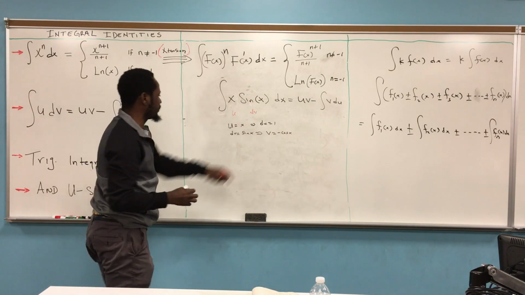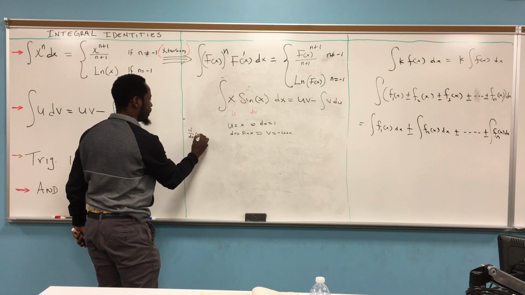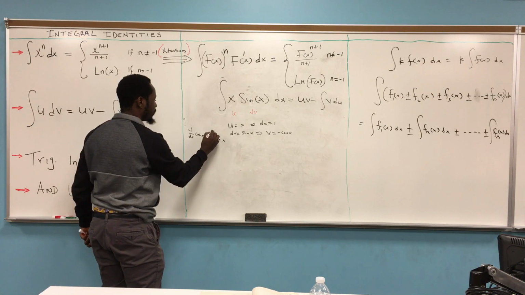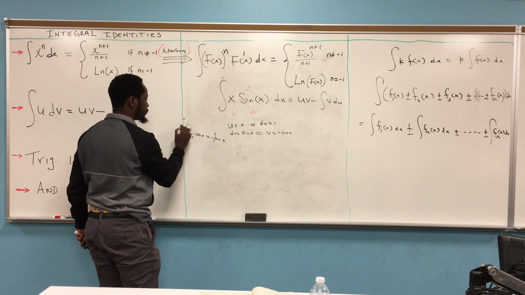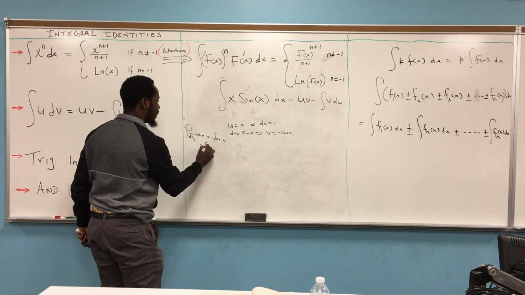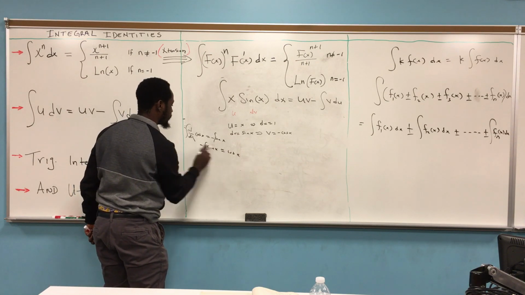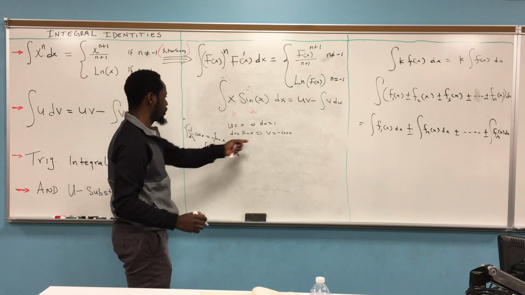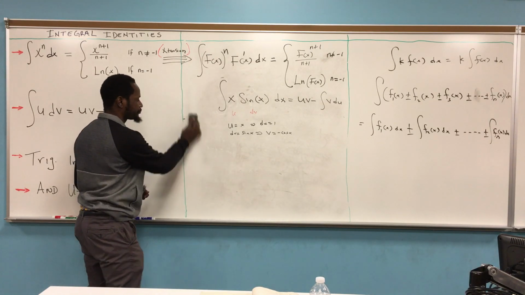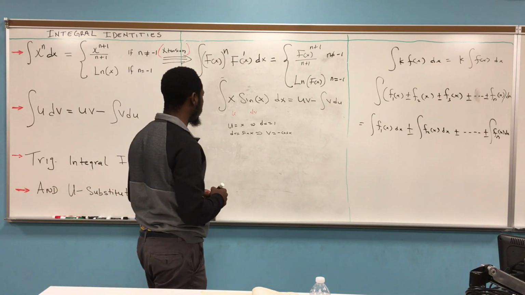And how to check this: the derivative of cosine x is minus sine x. So integrating both sides, this will cancel this. The integral of minus sine x is equal to cosine x, so I just multiply both sides by negative. And I will give trig identities later, so we'll be clear with all that later.